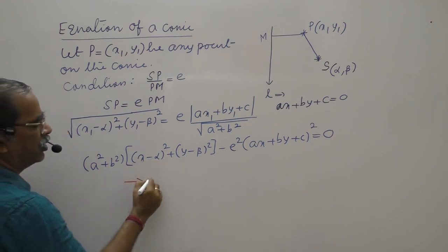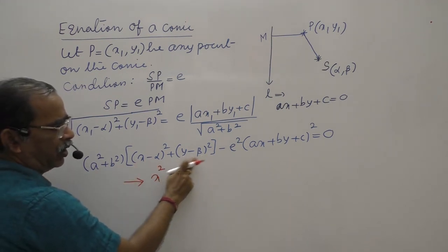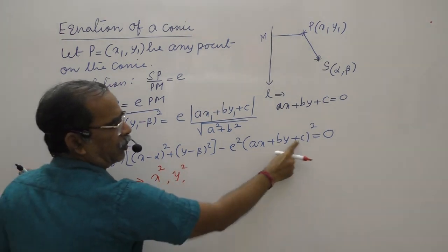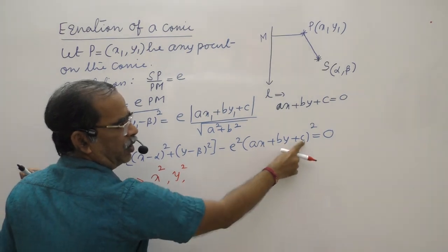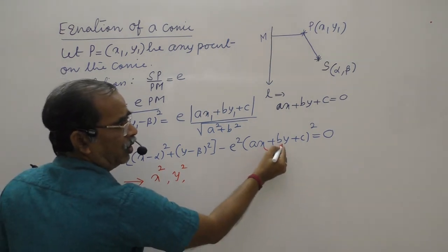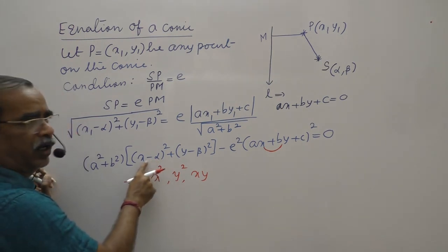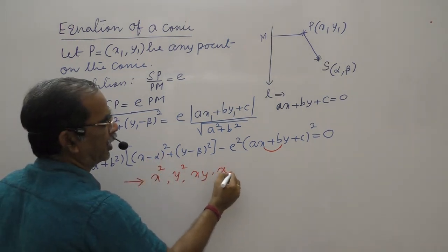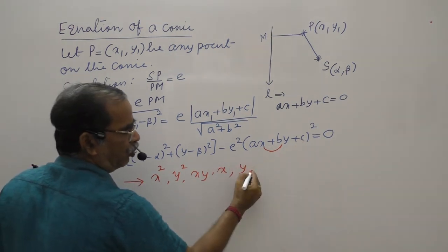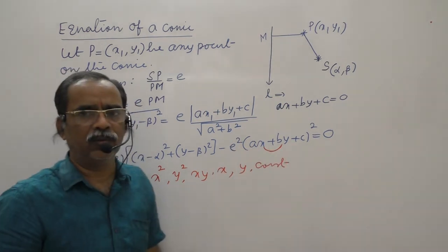On expanding this, there will be an x square term. Also, you see there will be a y square term. Here (ax plus by plus c) whole square gives a square x square plus b square y square plus c square plus 2abxy, so you will get an xy term also. Here you will get x terms and y terms, and finally c square into e square; both are constants, so you will get a constant term also.